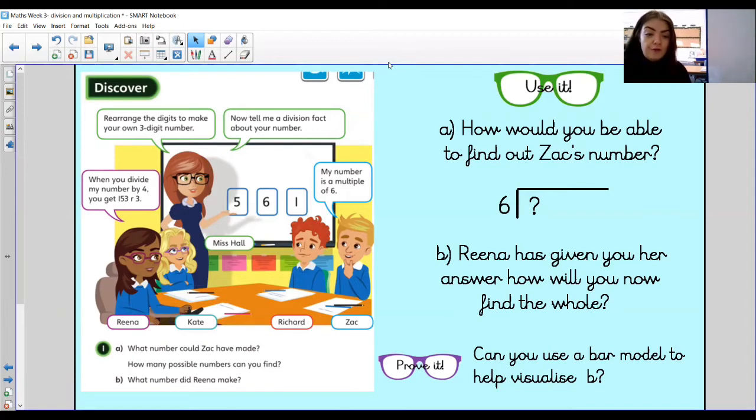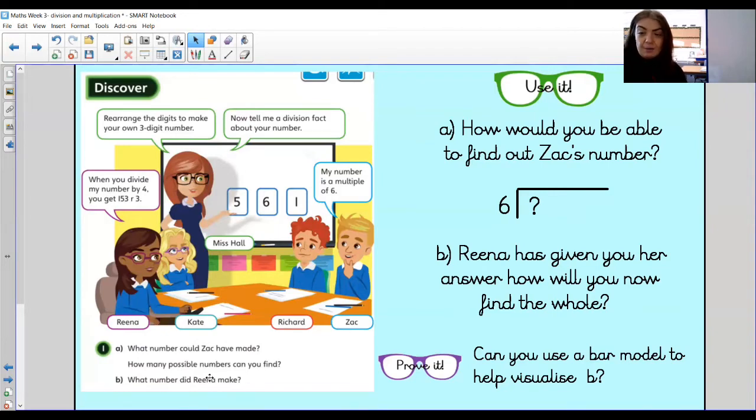The first part of the question is, what number could Zach have made? Zach has told us that his number is a multiple of 6, which means it can be divided by 6 equally. I've given you a little clue here. If you're not sure how to solve this, you could think about your short division method. Which numbers could I put in which order to make it a multiple of 6? Once you've done that, are there any other possible numbers? Could you rearrange them in a different way to get a different answer? And then, what number did Rena make?